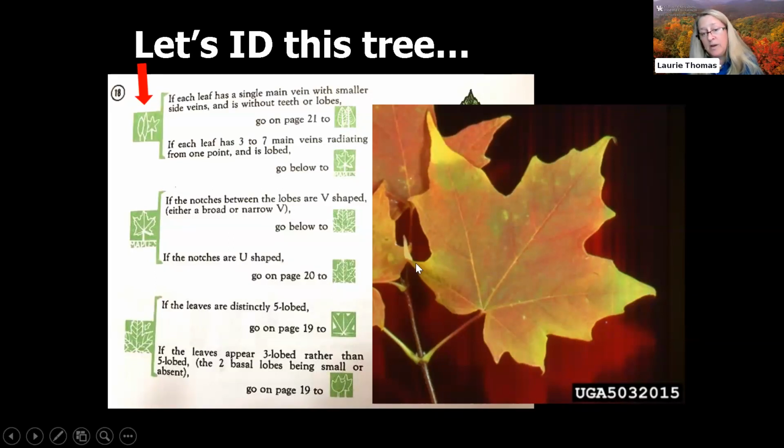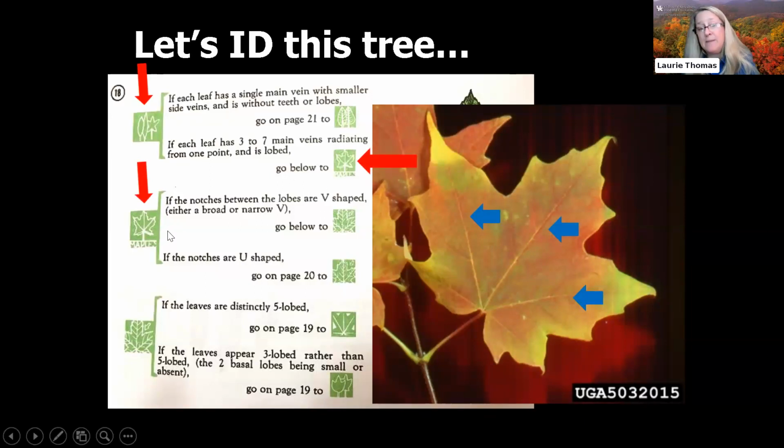Well, we can look at it and we can see this. We've got lobes on this, and they're pointed lobes, and we've got several of them. But let's check on our veins. We see at least 3, and more than that, actually. 1, 2, 3, 4, 5. So we've got 3 nice, big, easy ones to see, and then we've got 2 smaller ones down here. So if it has 3 to 7 main veins radiating, we know it's a maple. So we're going to go below.